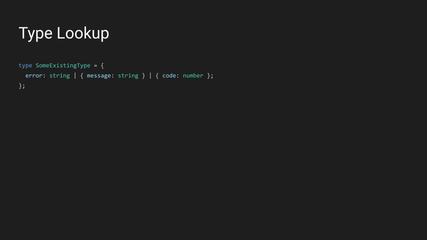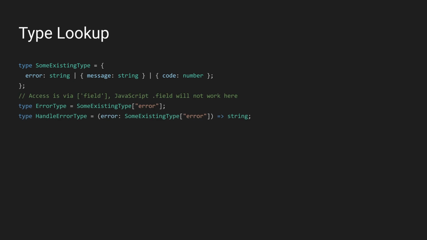Sometimes we have some complex object type and need only a type of a specific key. Type lookup syntax comes to the rescue. This is especially useful when we need to reuse part of the type from a library that is not exposing its internal types. One detail: we need to access the object using square brackets. JavaScript dot notation will not work here.